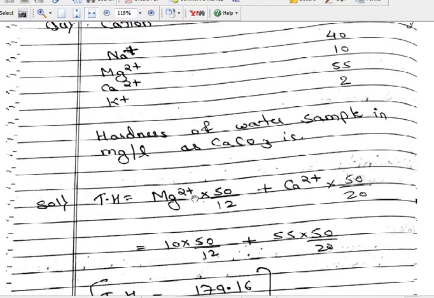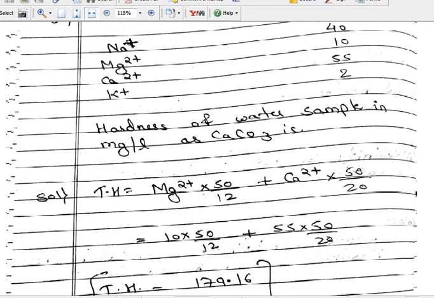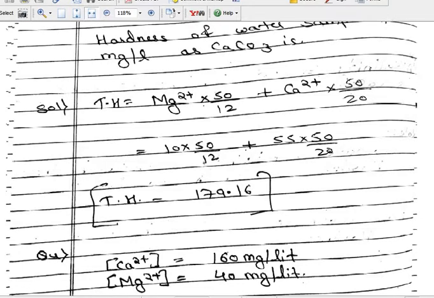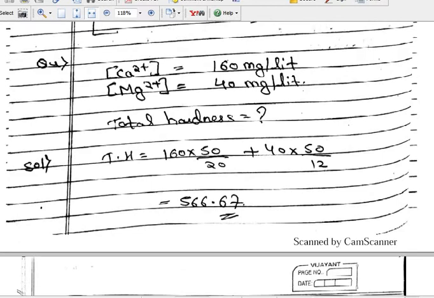So total hardness is Mg2+ concentration into 50 by 12 plus Ca2+ concentration into 50 by 20. Here Mg2+ concentration is given as 10 and Ca2+ concentration is given as 55, as you can see. So 10 into 50 by 12 plus 55 into 50 by 20. Okay, a very simple calculation. So we have got total hardness equal to 179.16 mg per liter as CaCO3. Hopefully it is very clear to you. Simple thing. Come to the next one.